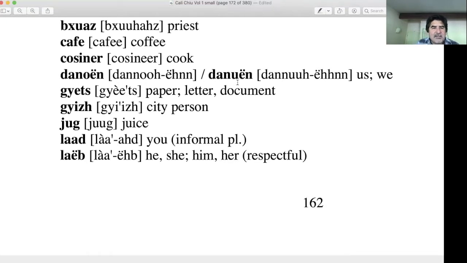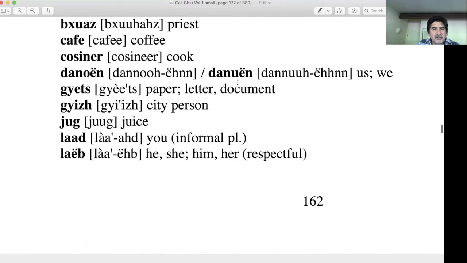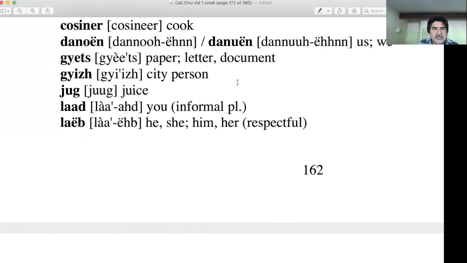Okay. Next, yets. Yets. There's a very slight creak there. And a city person, it's yish. Yish. Next, hoog. Hoog.